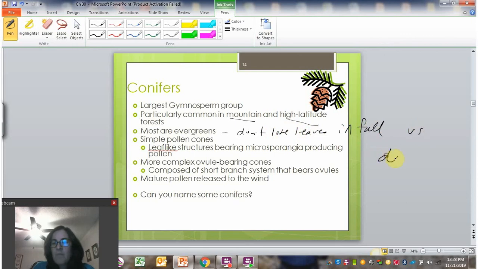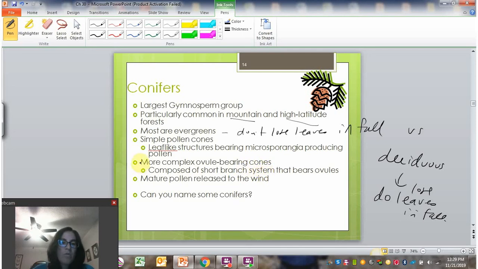And evergreen is the opposite of the term deciduous. Deciduous trees do lose their leaves in the fall. They form reproductive structures called cones. They have either pollen cones, which are the male pollen-producing cones, or they have ovulate cones, or ovule-bearing cones, the female cones. Most people are more familiar with the female cone, so when you think pine cone, you're thinking probably of the female cone.